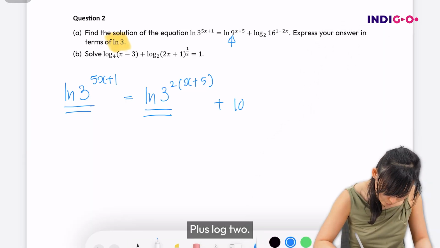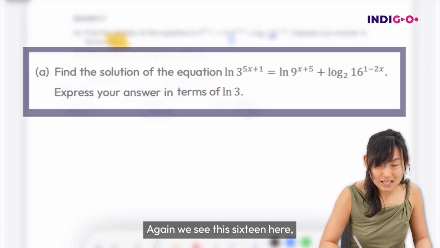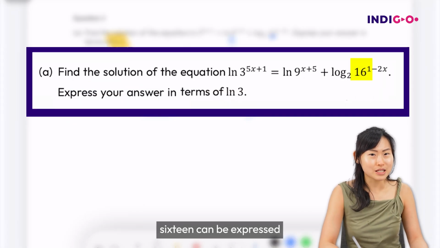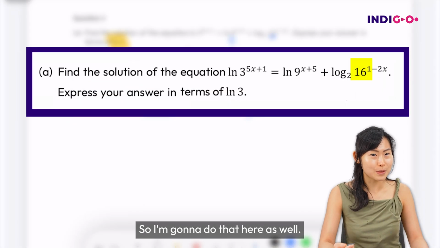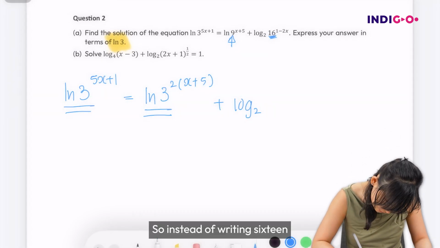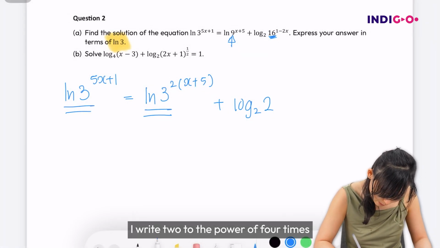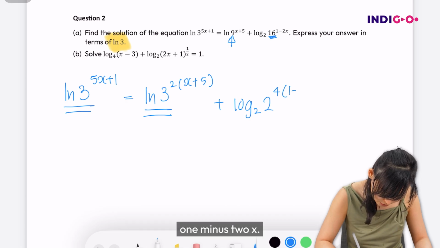Plus log 2, again we see this 16 here. 16 can be expressed as 2 to the power of 4, so I'm going to do that here as well. So instead of writing 16, I'll write 2 to the power of 4 times 1 minus 2x.